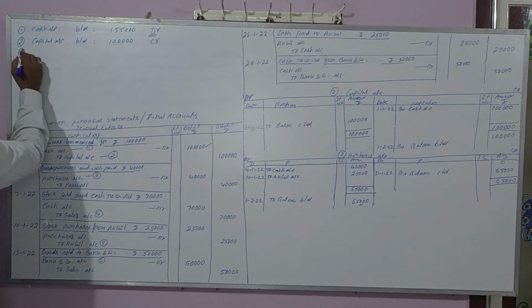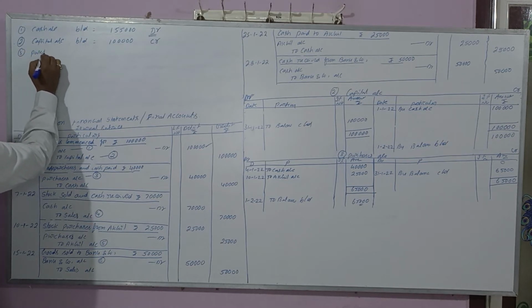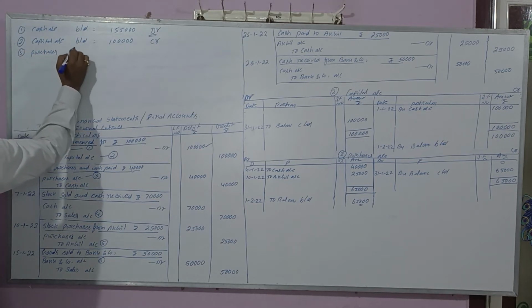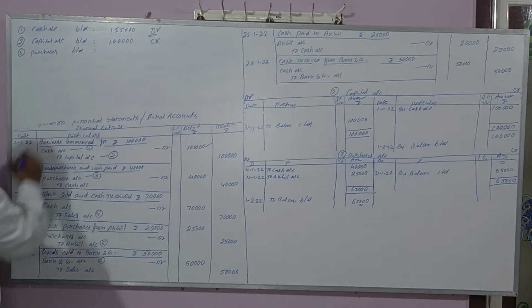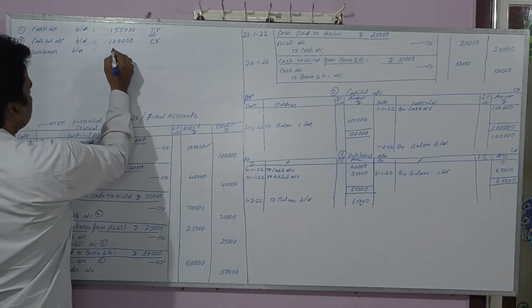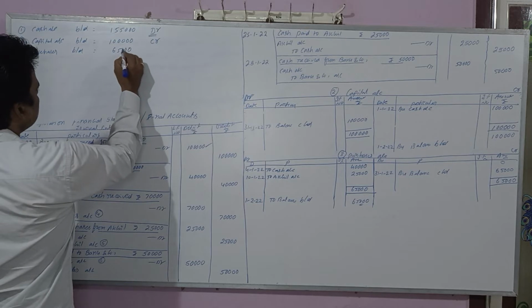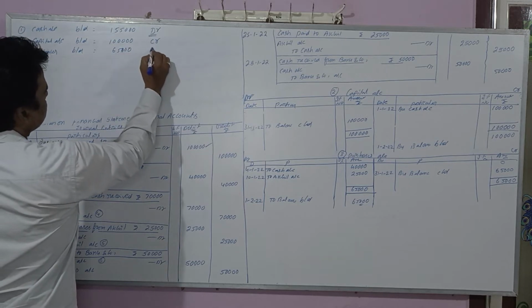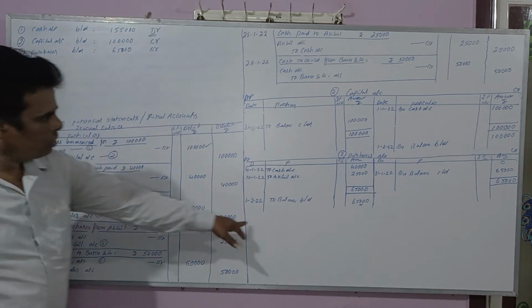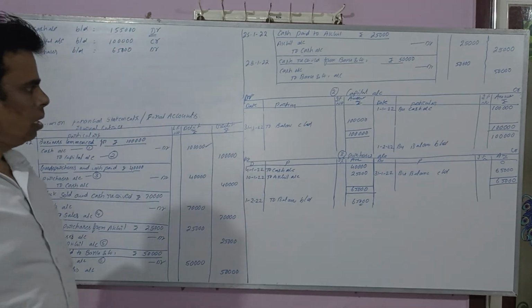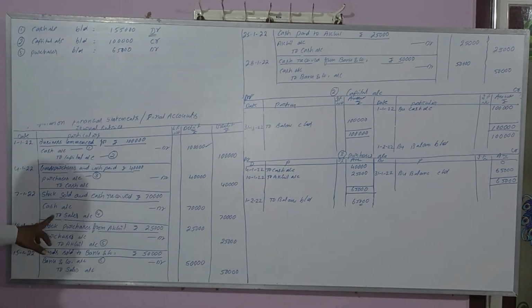Then the third account is completed. Which account is it? Purchase account. Brought down purchases, that amount is 65,000. It is placed at the debit side. Then the fourth account is the sales account.